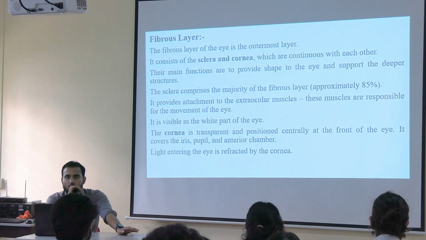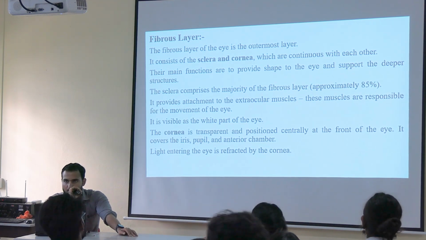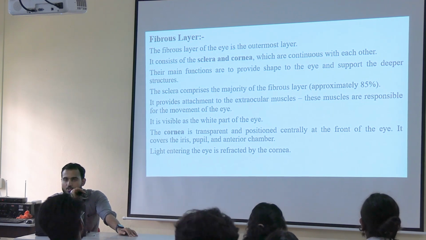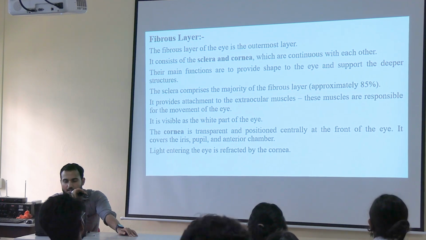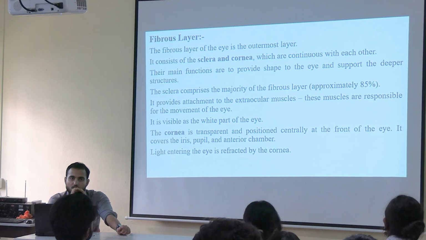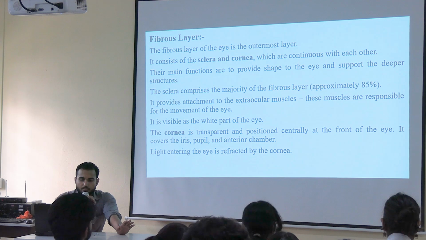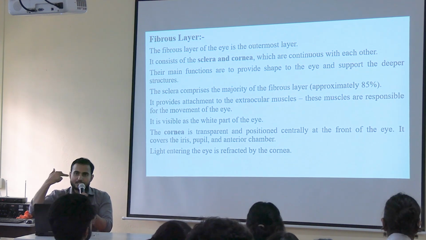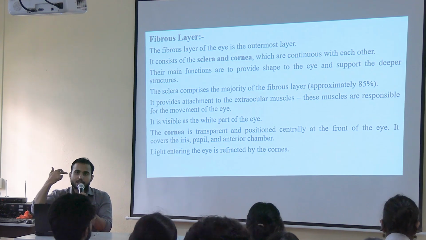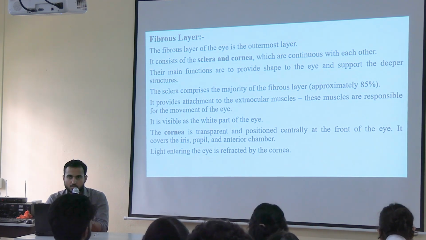Next, if you see the cornea, the cornea cannot be seen because it is transparent in nature. Okay, and it is positioned centrally in front of the eye, covers the pupil and iris. And the anterior chamber, that is the location of the cornea. Now whenever the light is entering the eyeball, it enters through the cornea where the light gets refracted.